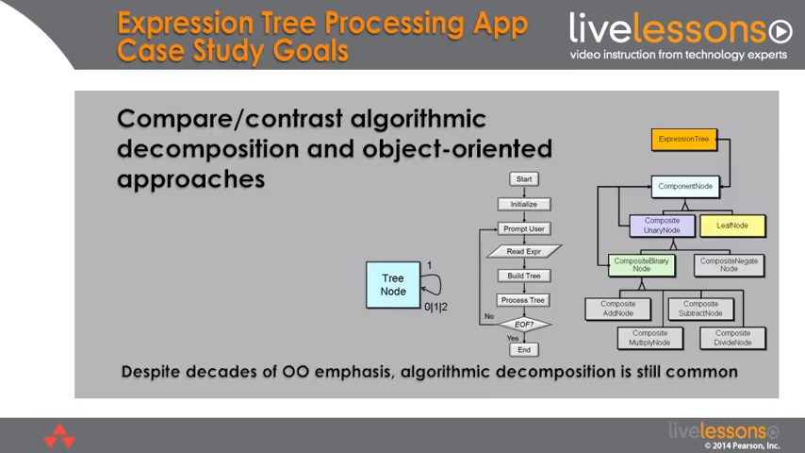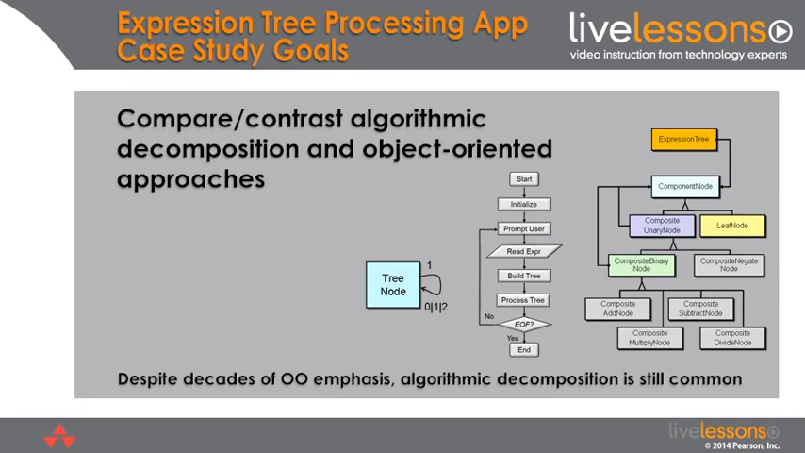input expressions. We're going to be using this particular example to compare and contrast algorithmic decomposition and object-oriented design and programming, two different ways of trying to solve the same problem. Even though object orientation has been around for quite a long time, it's surprising the extent to which algorithmic decomposition is still used in practice. So we'll cover that in order to see what alternatives may be out there that you may actually run across in the work that you're doing.